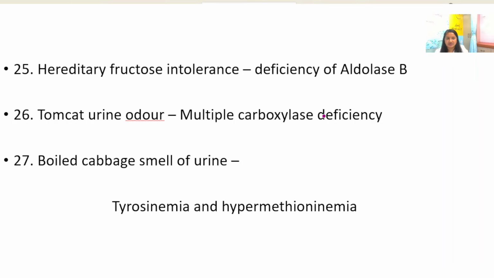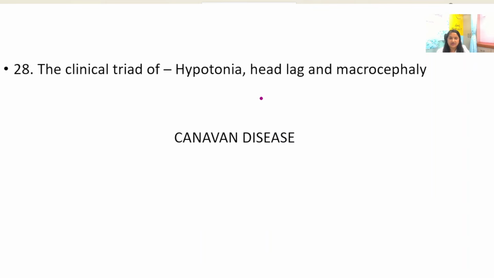Hereditary fructose intolerance, there's deficiency of the enzyme aldolase B. Tomcat urine odor, deficiency of multiple carboxylase enzyme. Boiled cabbage smell of urine is seen in tyrosinemia and hypermethioninemia. The clinical triad of hypotonia, head lag, and macrocephaly is seen in Canavan disease.